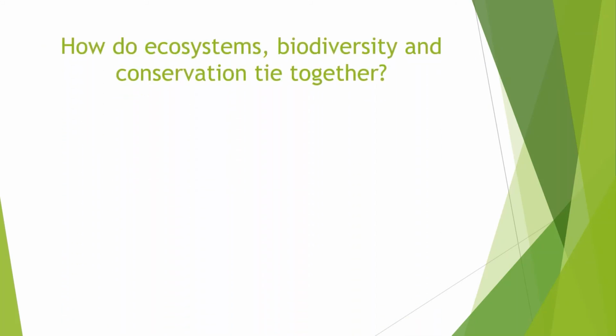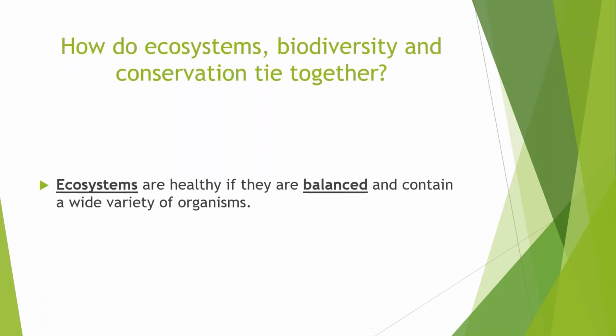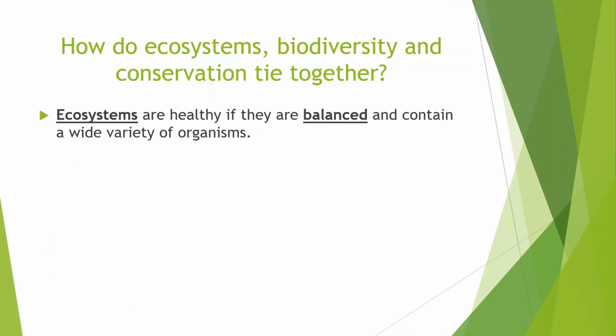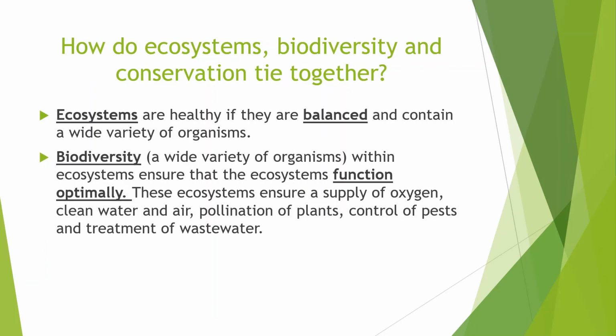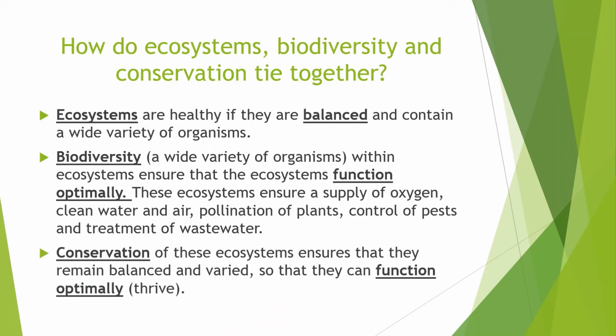How do ecosystems, biodiversity, and conservation tie together? Ecosystems are healthy if they are balanced and contain a wide variety of organisms. Biodiversity, or a wide variety of organisms within ecosystems, ensure that the ecosystems function optimally. These ecosystems ensure a supply of oxygen, clean water and air, pollination of plants, control of pests, and treatment of wastewater. Conservation of these ecosystems ensures that they remain balanced and varied so that they can function optimally or thrive.